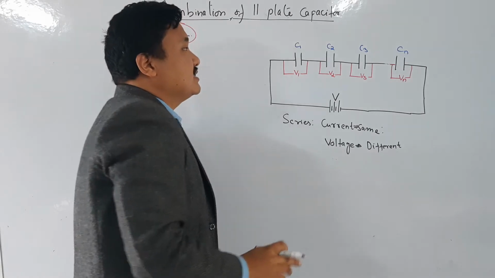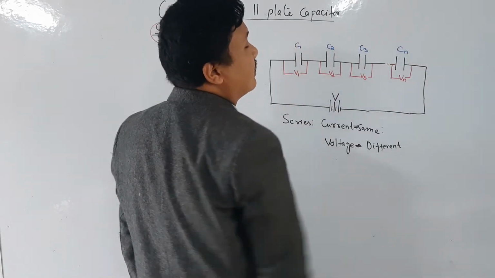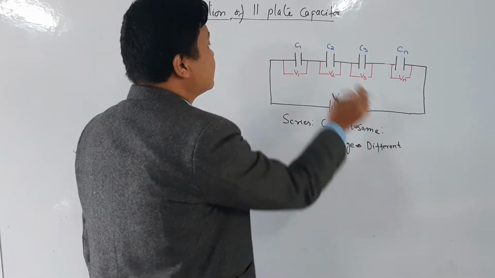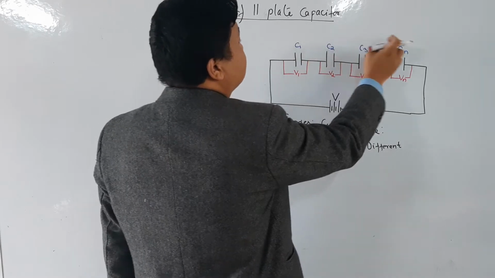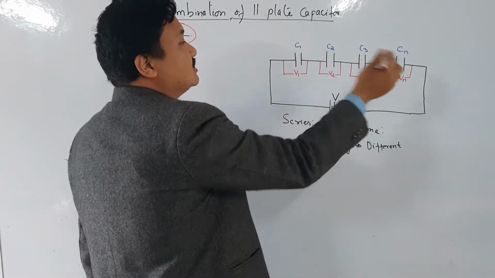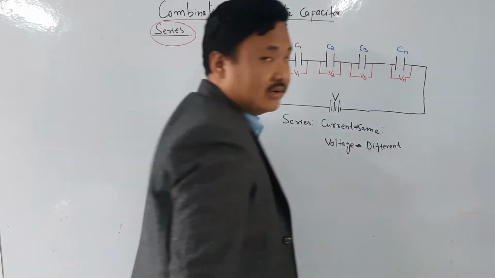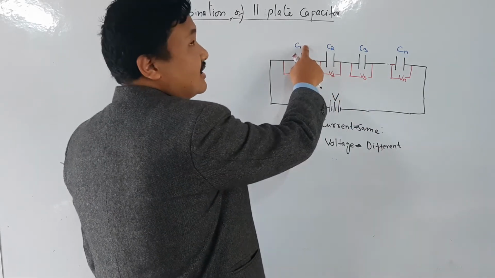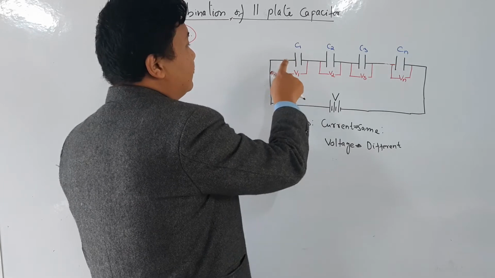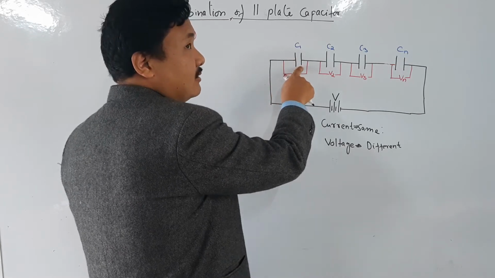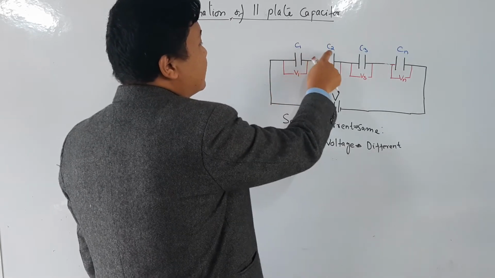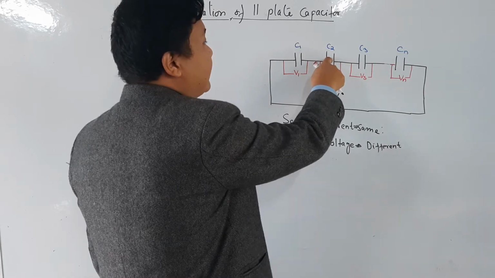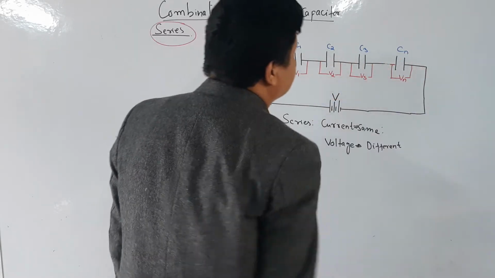So I have considered these many parallel plate capacitors: C1, C2, C3, up to Cn. There are so many parallel plate capacitors. C1 is the capacitance of the first parallel plate capacitor, C2 is the capacitance of the second parallel plate capacitor, and so on.